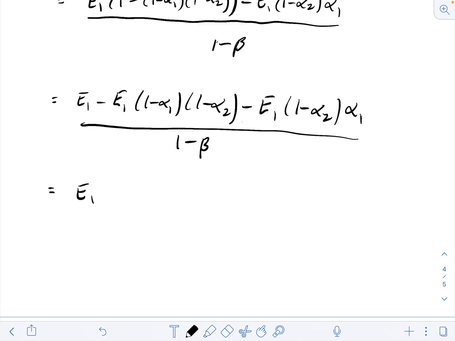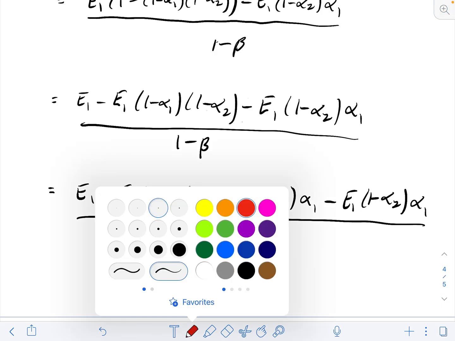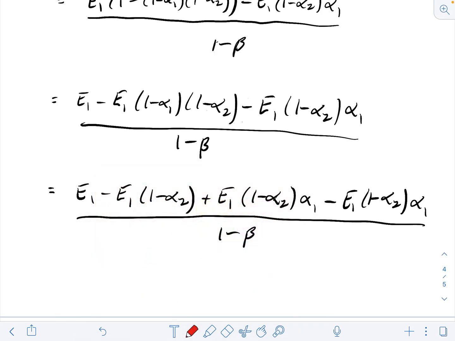I'm going to expand some of these terms a little bit more. So we have minus E1 times 1 minus alpha 2. So it's minus E1, 1 minus alpha 2. And then we have minus E1 times minus alpha 1. And so that's plus E1, 1 minus alpha 2, alpha 1, minus E1, 1 minus alpha 2, alpha 1, divided by 1 minus beta.